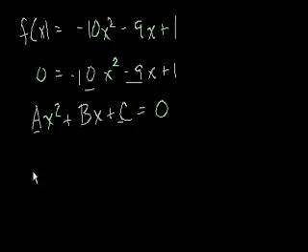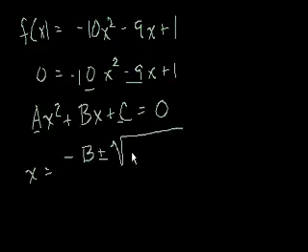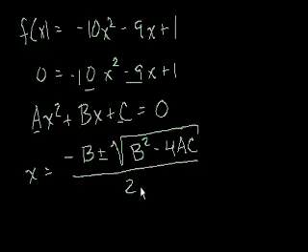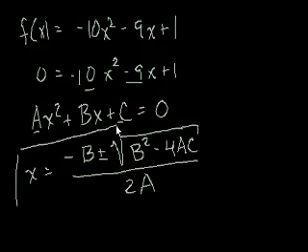The formula for the roots is x equals negative b plus or minus the square root of b squared minus 4 times a times c, all of that over 2a. I know that looks complicated, but the more you use it, you'll see it's actually not that bad. And this is a good idea to memorize.